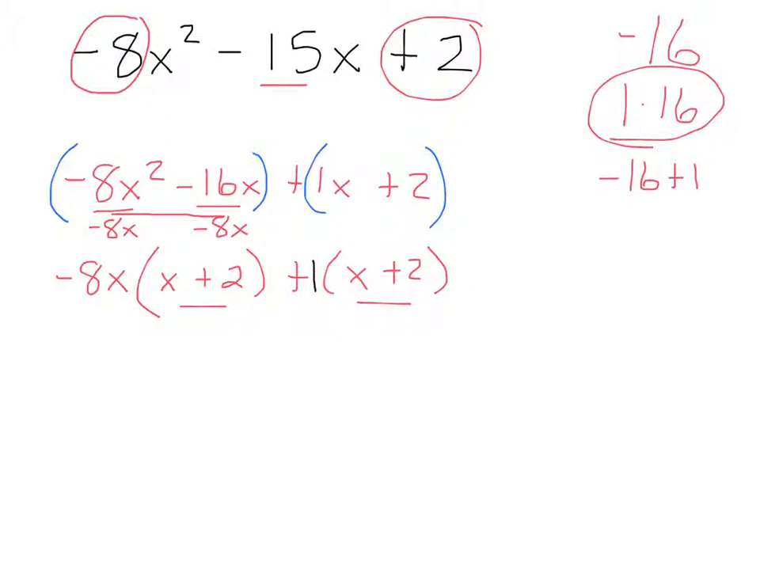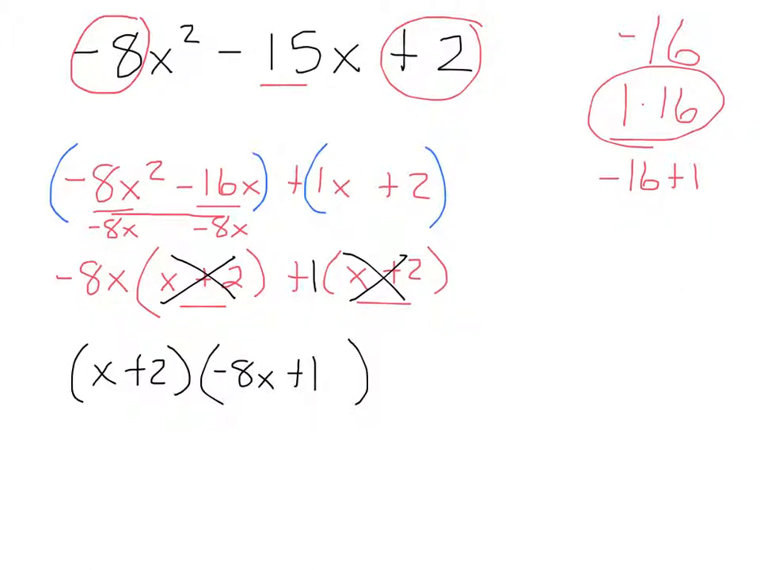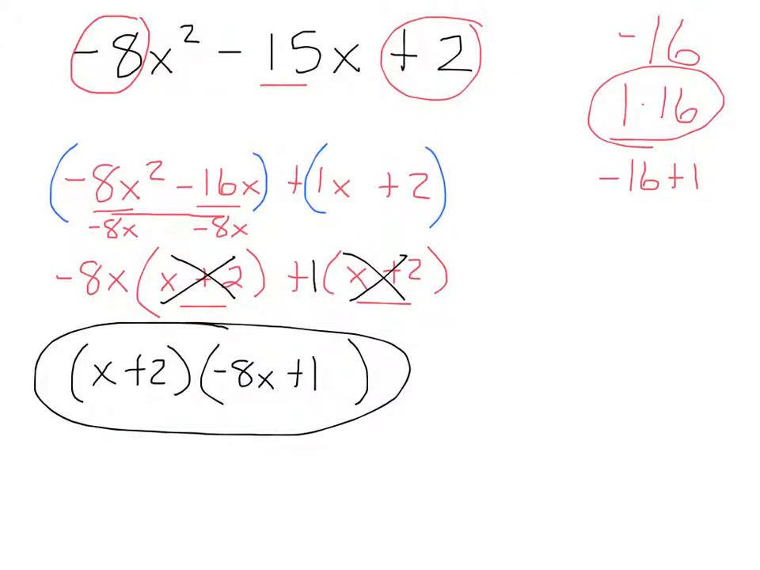And so I've got, I'm going to factor out x plus 2. And when I do that, it goes away from here and it goes away from here, leaving me what in the second parentheses? Negative 8x plus 1. Good, and that's your answer. So if you put this into Khan Academy, it'll give you the right answer. That's it fully factored right there.